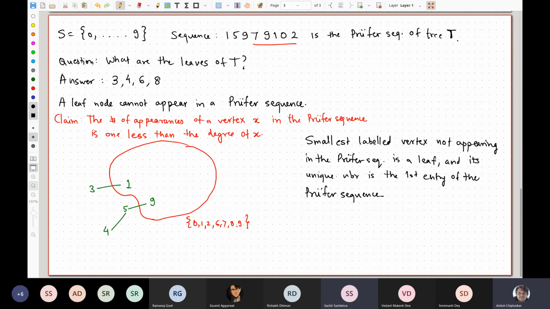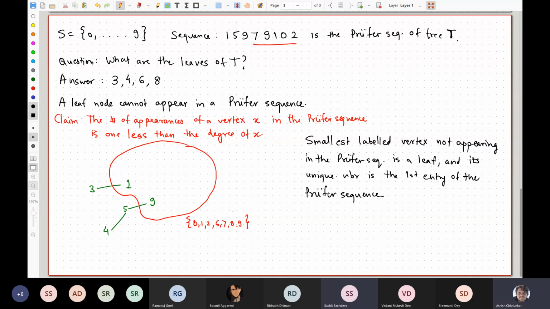Right, so now do you want to continue, Sachit? Can you tell again what you mean by unique neighbor? I got the smallest vertex not appearing. Like last time it was 5. It's a leaf, which means it has exactly one neighbor. And who is that? That is the first entry of the prefer sequence. Okay, sir.